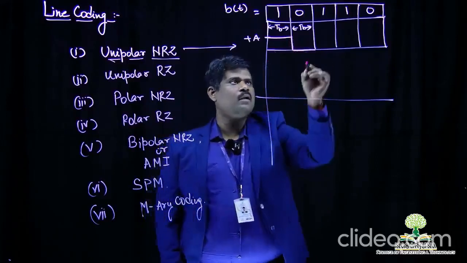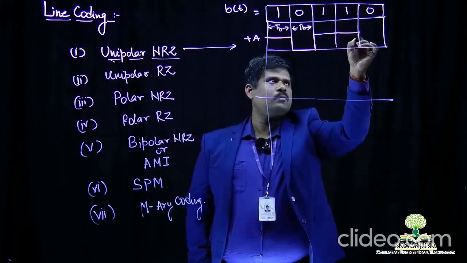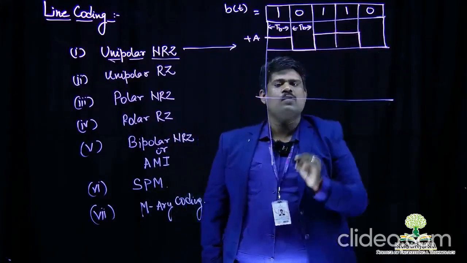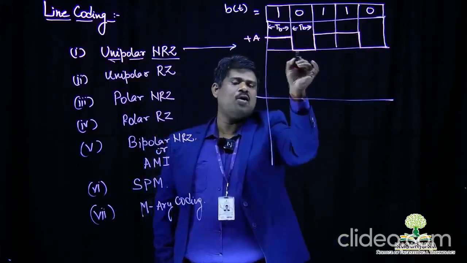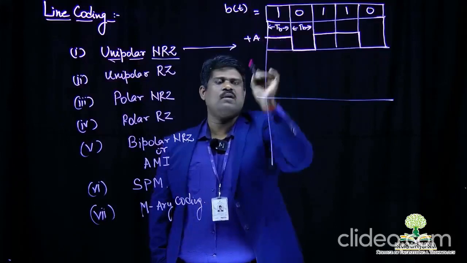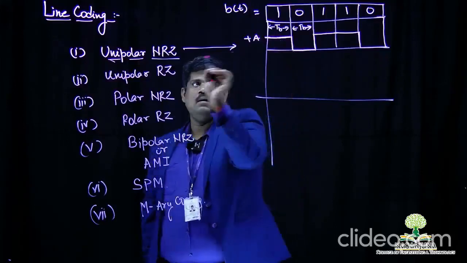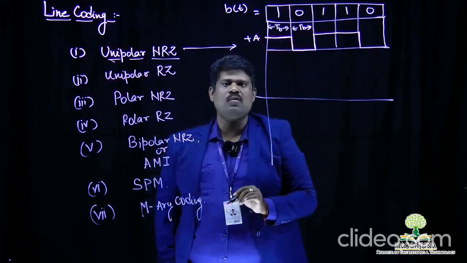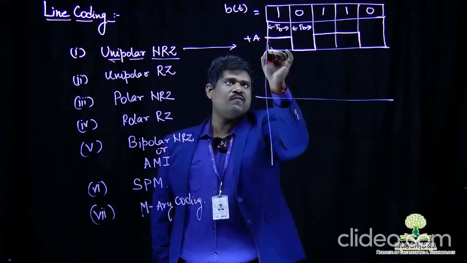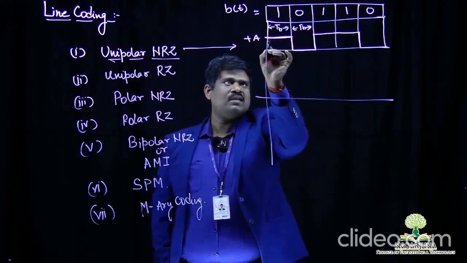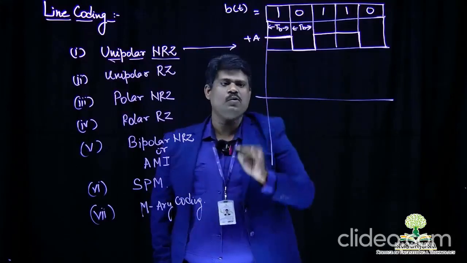Again when 1 comes, we represent it by +A, again 1 comes, continue, and for 0 it will be 0. Here you can check that for the whole bit interval, your pulse is either high or low. For symbol 1 it is +A, for 0 it is 0. That's why this technique is known as unipolar, because we have one polarity, and the waveform maintains its voltage level for the whole bit interval. That's why it is called non-return to zero.